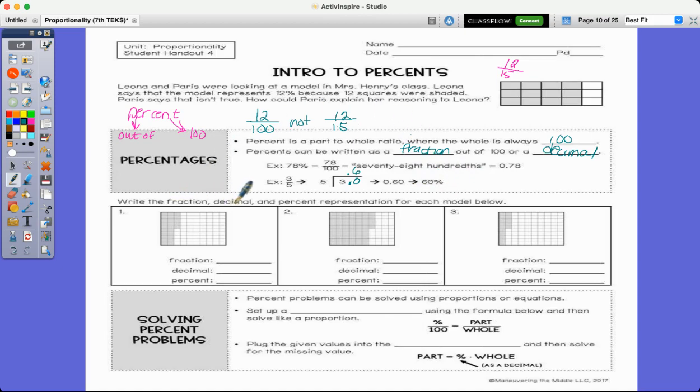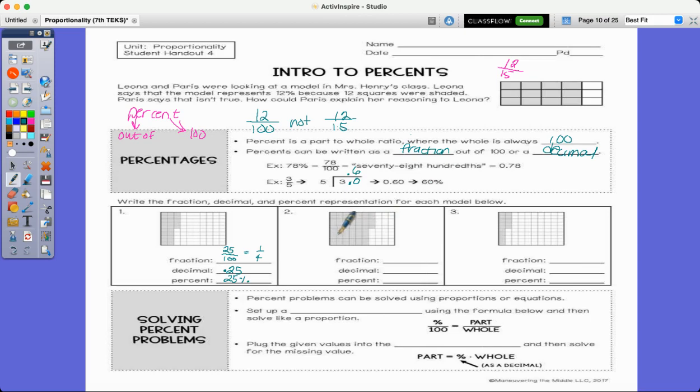So we're going to write our answer in fraction, decimal, and percent for each model below. Now I will say all of these models are 100. So our fractions are always going to be out of 100. So we're going to count them. And we get 10, 20, 1, 2, 3, 4, 5. This is 25. This can be simplified to 1/4. Our decimal, though, is going to be written as 25 hundredths. That's actually how we say that fraction as well, 25 hundredths, or 25 out of 100. And then my percent would be 25%.